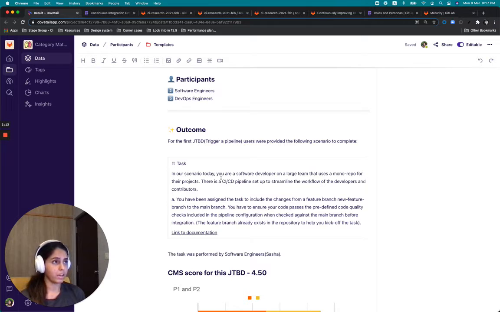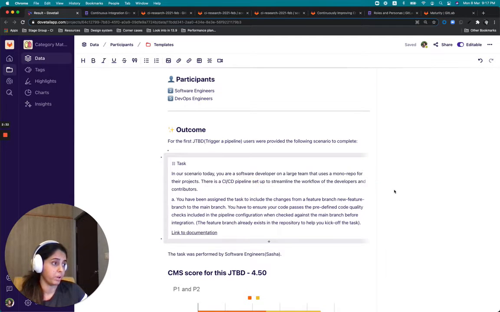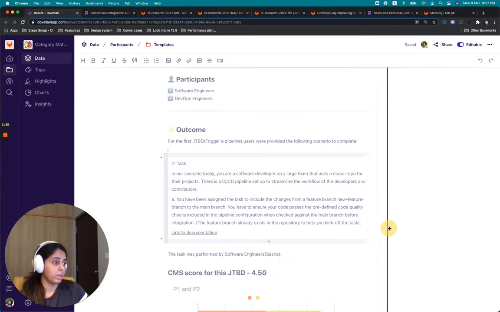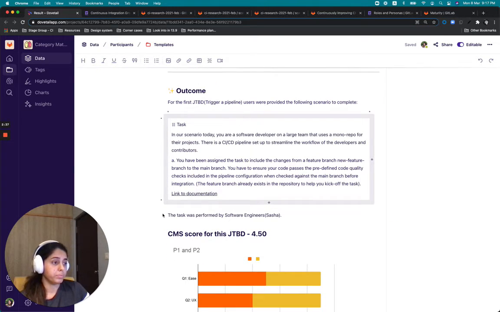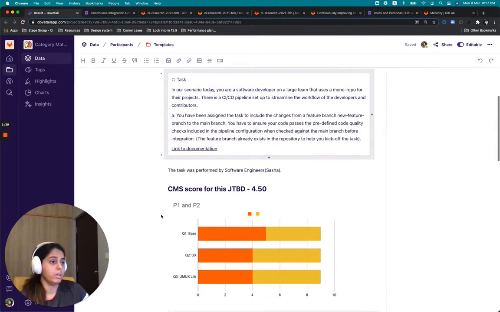The next thing they had to do was they were provided with an additional feature branch in the project. And they had to include the changes from that feature branch and make sure it was included in the main branch. And they had to do this while making sure that they leveraged the pipeline which had already been created for them. Okay. Now, talking about the score that we achieved for this.